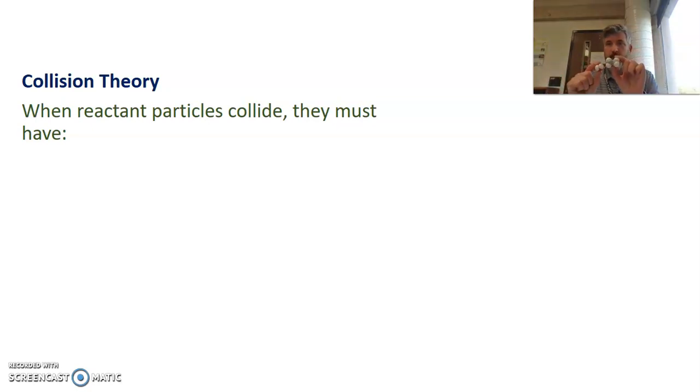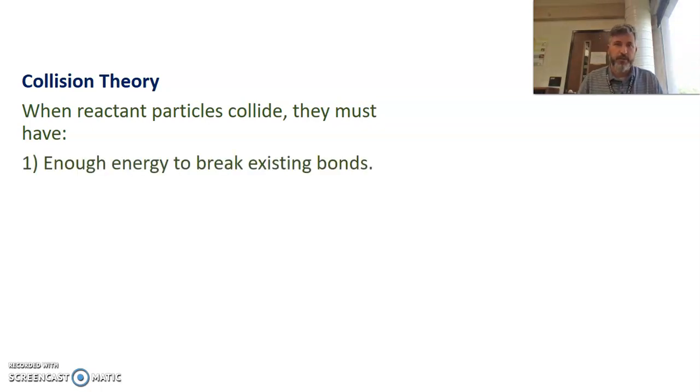two particles here that are going to collide and react, there are a couple of things that have to be in place. The first is you have to have enough energy there to break the existing bonds. We already know that that is endothermic. If we're going to break the bonds that are keeping this thing somewhat stable and this thing somewhat stable, that's going to require an input of energy. Okay, so that's step one.